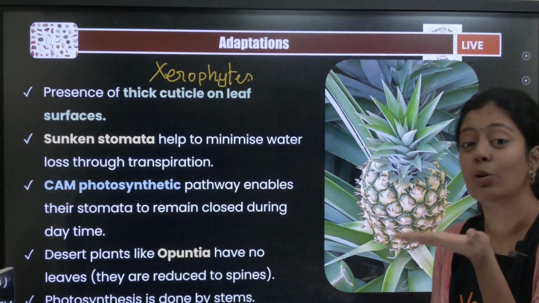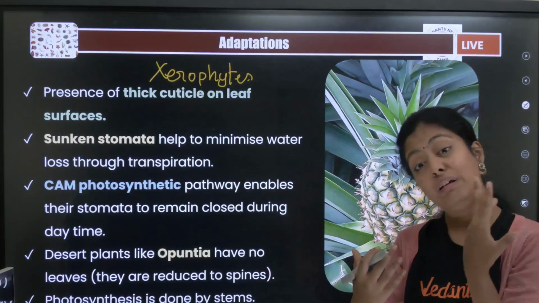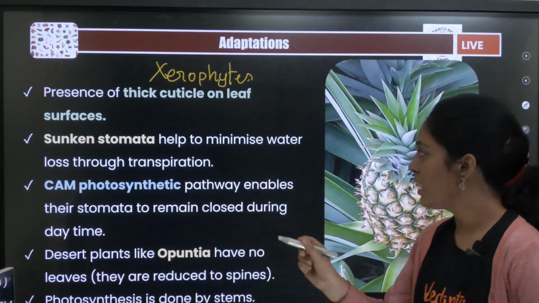They have a thick cuticle. Okay, the plant does not look like it has leaves, in some of them the leaf is even absent. They have a thick cuticle. And why is this thick cuticle there?